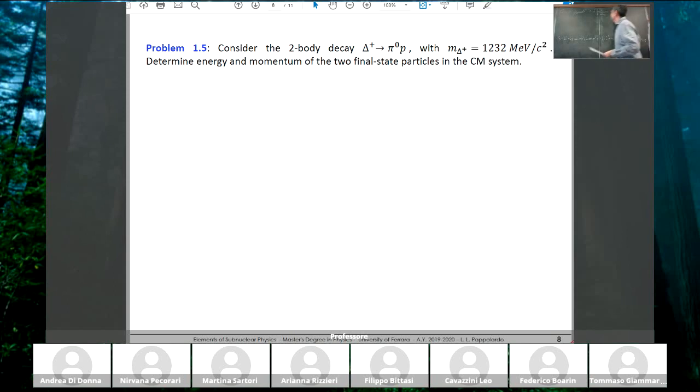Let's now substitute the numerical values. The mass of the delta plus resonance is given by the text. It is 1232 MeV. Let's go in MeV, squared. The mass of the proton is 0.938. Okay, we're going in MeV, so 938 MeV squared.